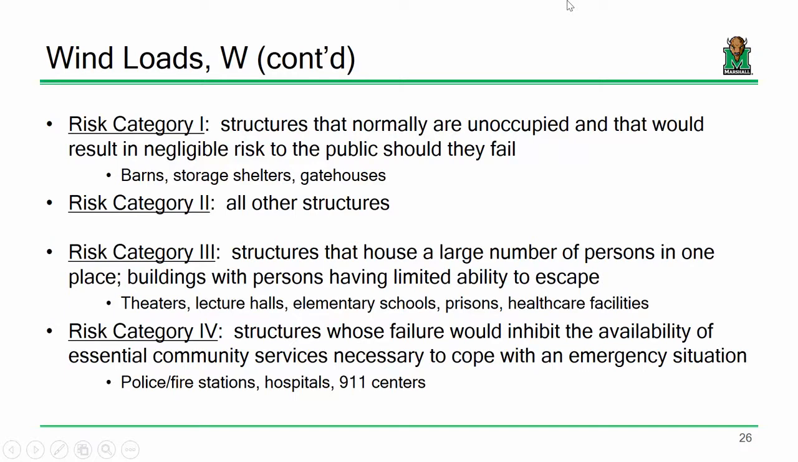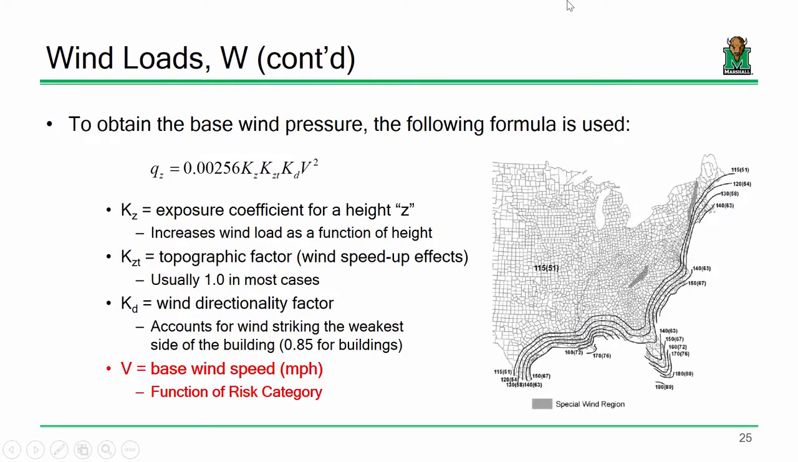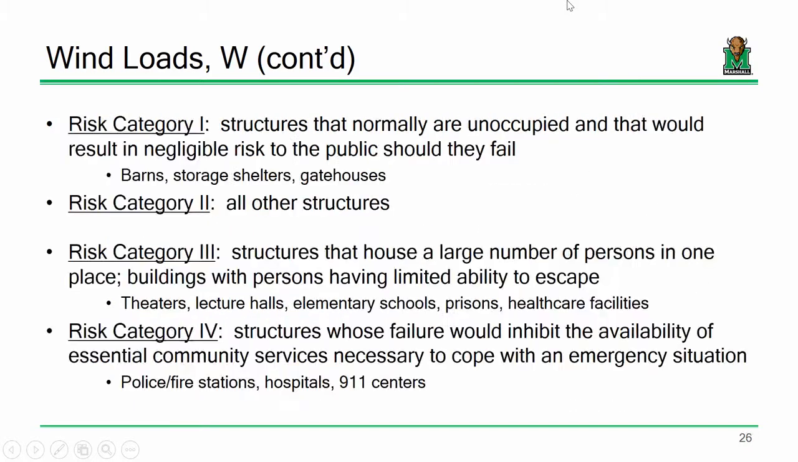Risk category 4 is structures where their failure is not only going to impact the people in that building, but they're going to impact everybody. So 911 call centers, hospitals, fire stations, police stations, things like that. So depending on the type of structure that you're designing, the loads that you're applying to that structure are either increased or decreased depending upon the effects. Does that kind of make sense? For most cases, though, you're going to be in risk category 2, and that's what this map is reporting: risk category 2.